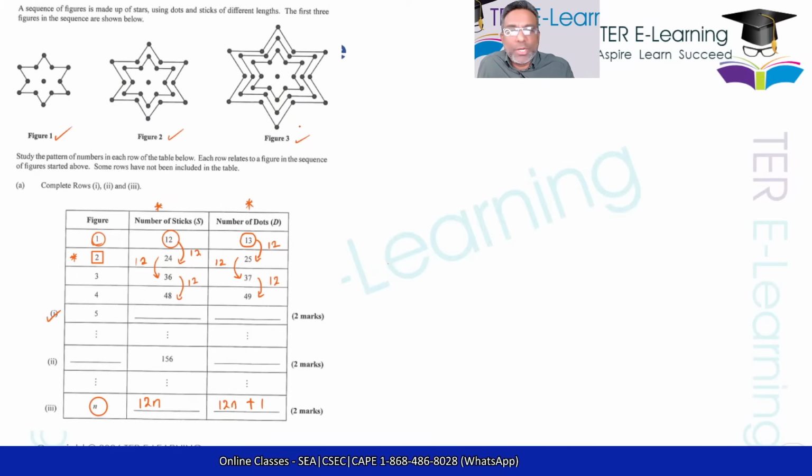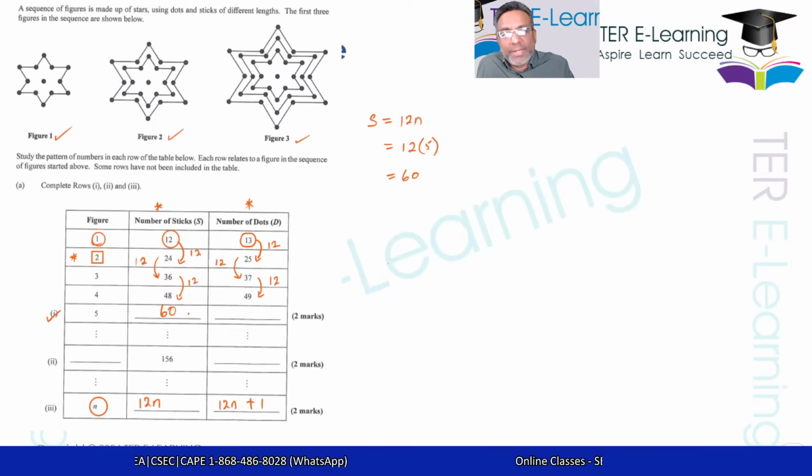Now, once you have that, you can go and work out anything else in the table. So if you want to work out for figure 1 the number of sticks, the number of sticks here is given by 12n. That's the formula for the number of sticks. So in this case, if we have figure 5, it'll be 12 by 5, and this is going to give us 60. So this number is going to be 60, that's for figure 5.